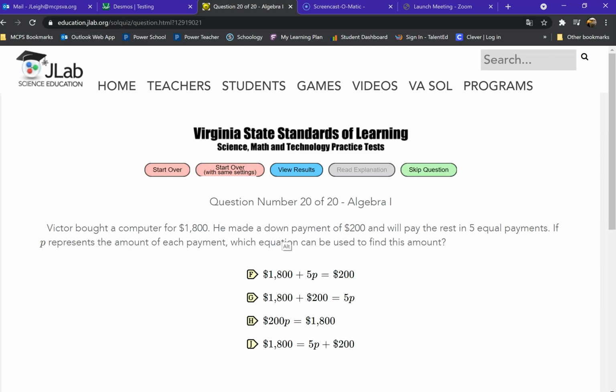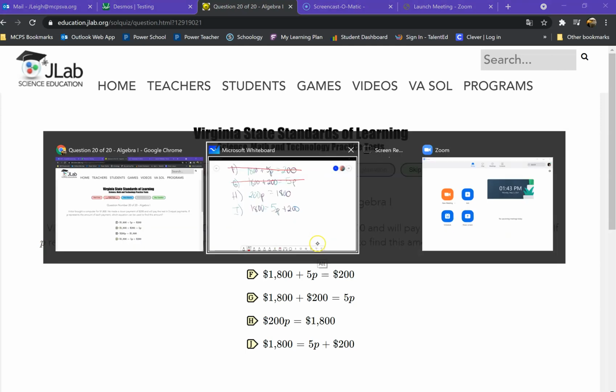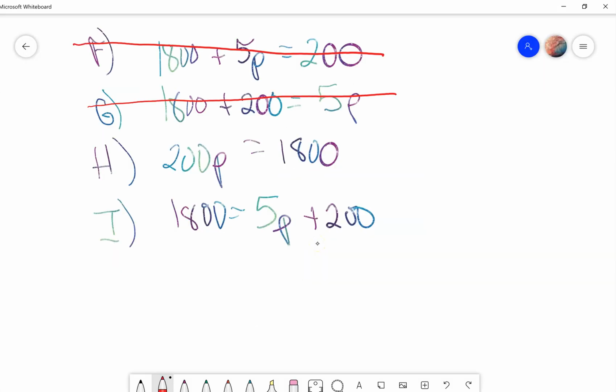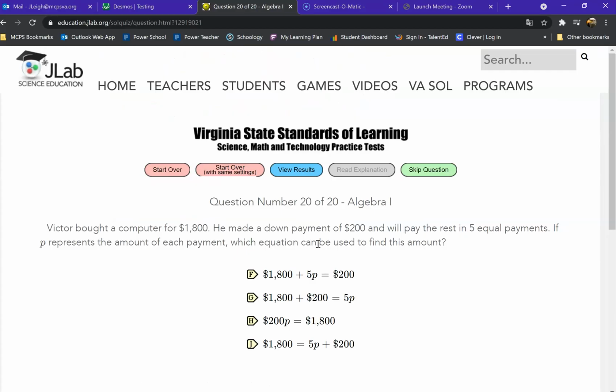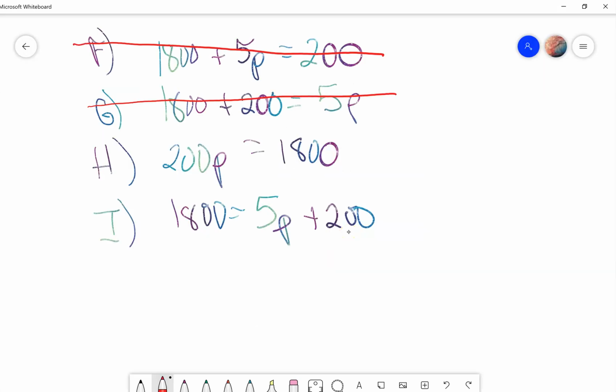He made a down payment of $200. We're still there. But it doesn't say that he made multiple down payments. It just says he made a down payment of $200. So that P next to the 200, that's a variable. So that indicates that there's more money going on. So it's not that one.